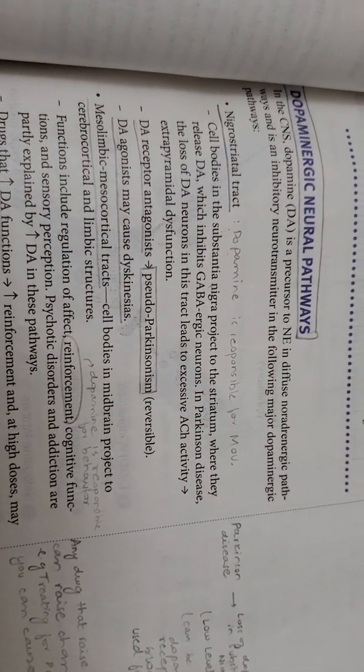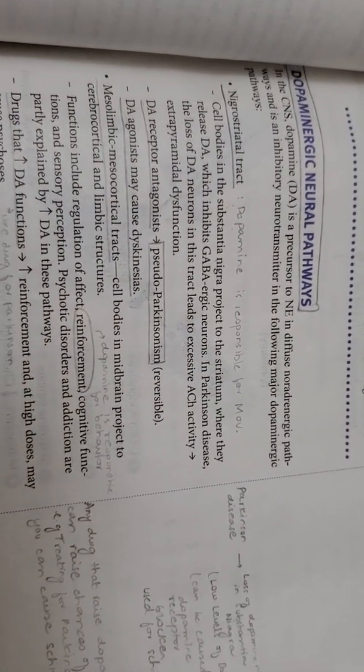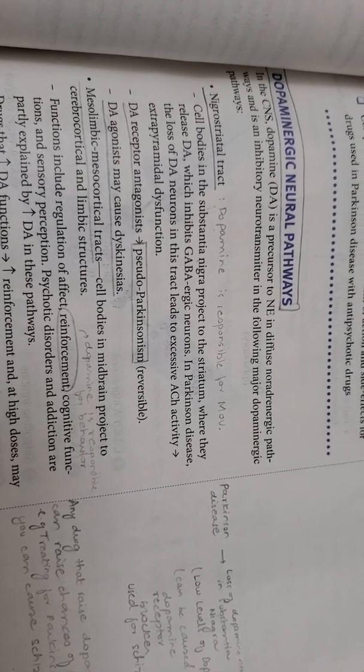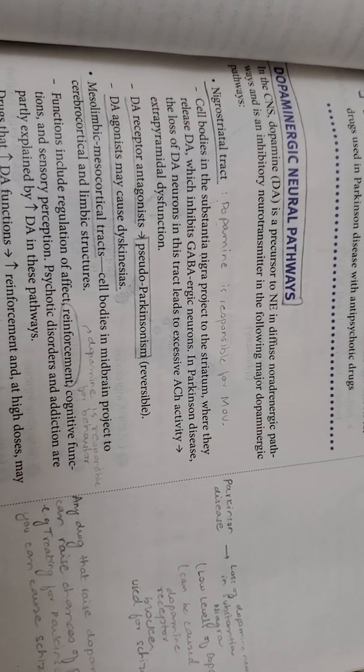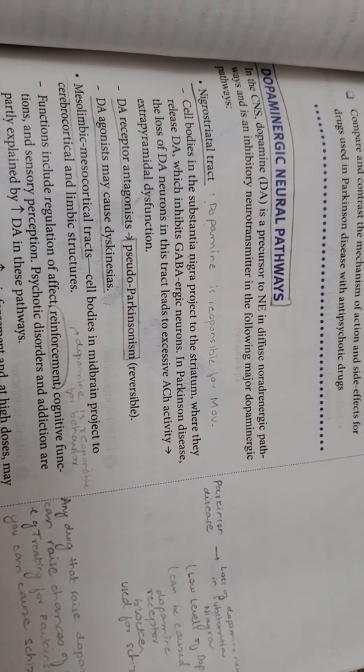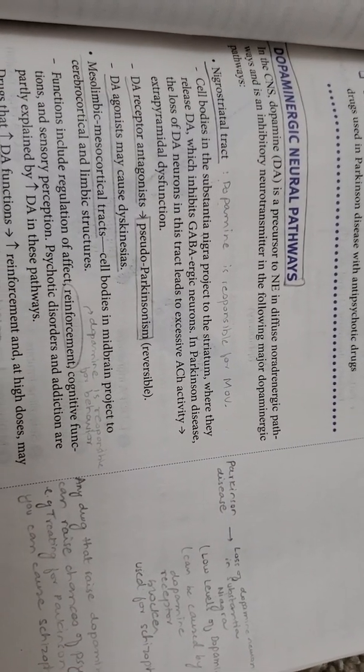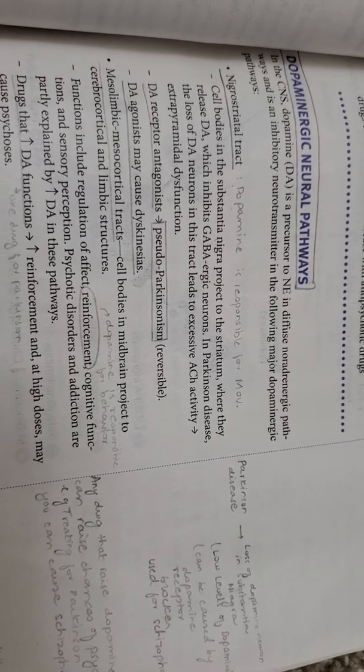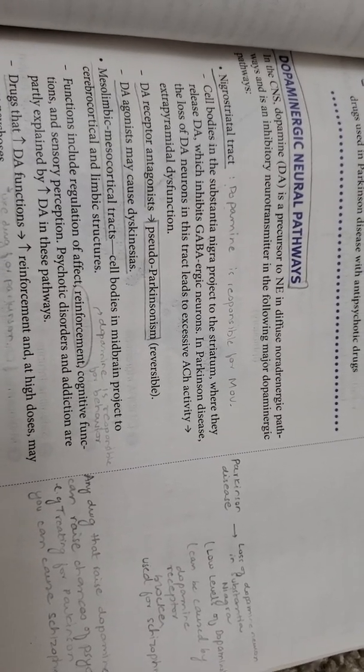So we obviously need drugs that will increase the dopamine, that is dopamine agonists, and we also need some drugs that will block the acetylcholine, that is acetylcholine receptor blockers. Apart from this, we should know that the dopaminergic neuronal pathway works through 4 tracts. In the CNS, dopamine is basically a precursor to norepinephrine, and it works as an inhibitory neurotransmitter in 4 major dopaminergic pathways. The first pathway is the nigrostriatal pathway.